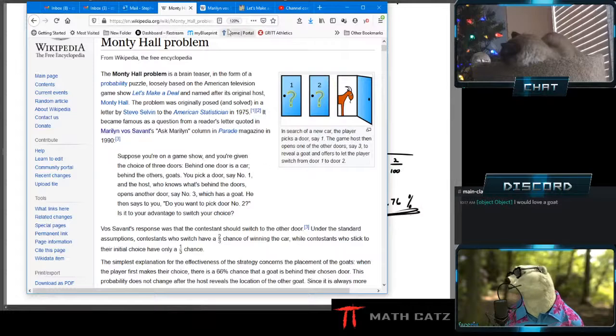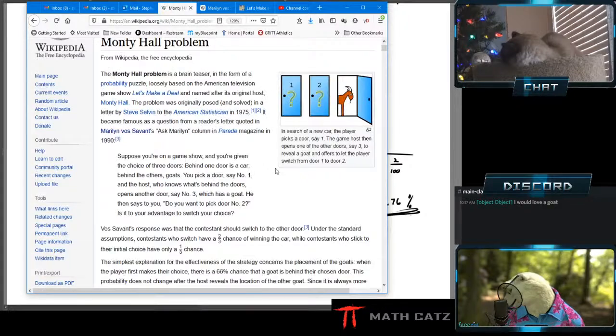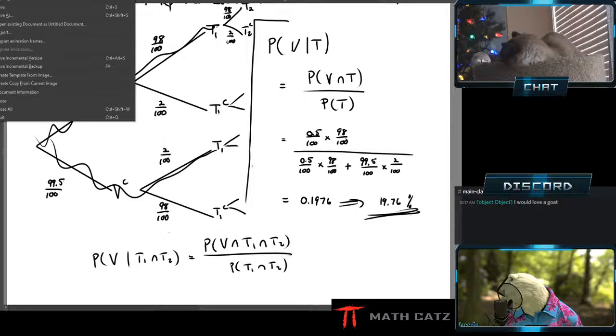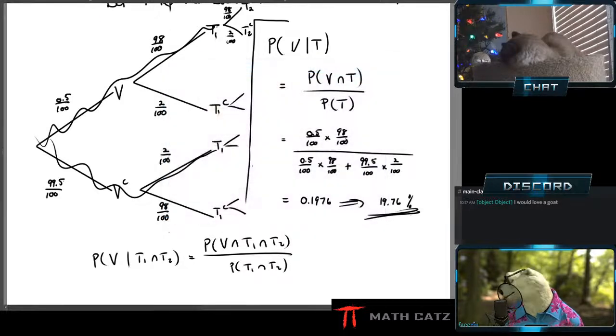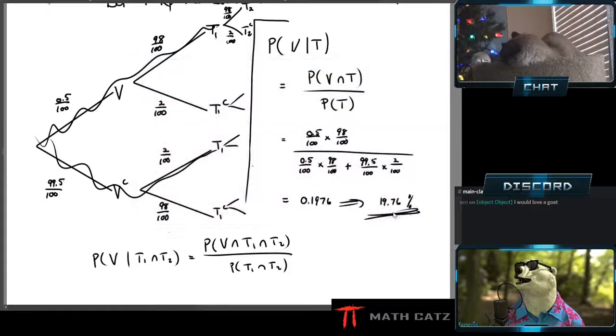People said she was wrong. Let me just find it. Oh, I shouldn't hold my button down. Let's see what she said. There's lots of ways to do this. Let's try and do it.